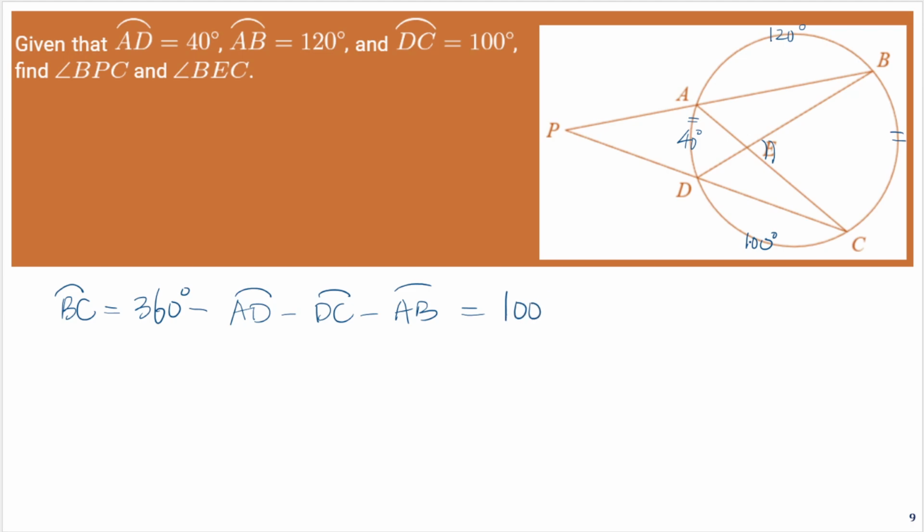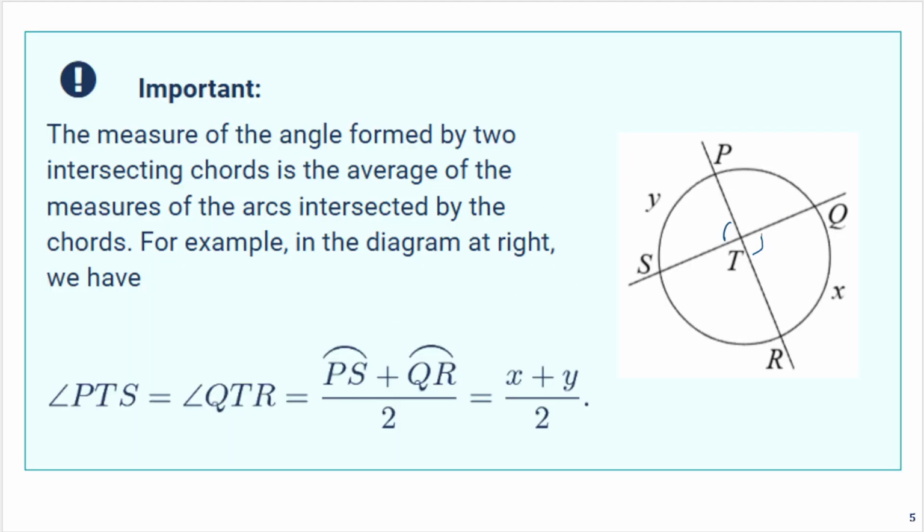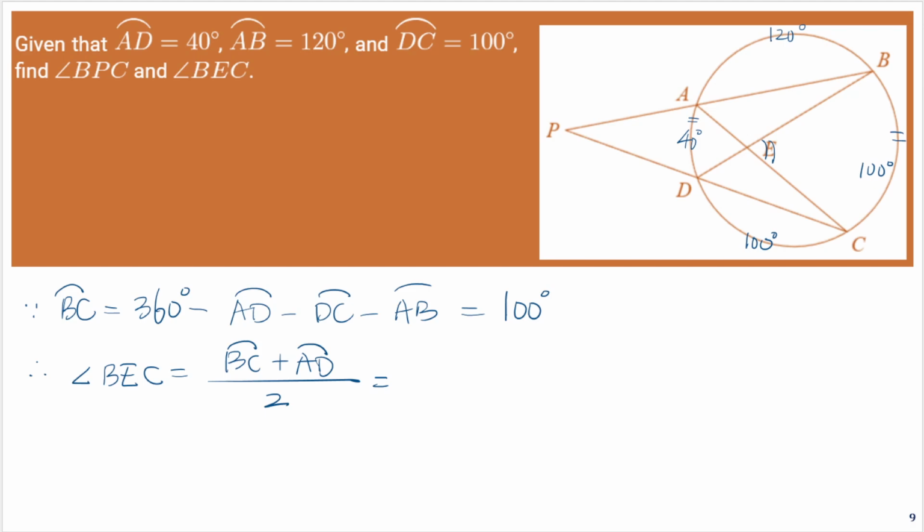And this gives us 100 degrees here. Therefore, we have, first of all, angle BEC equals (arc BC plus arc AD) over 2, right? Remember this? In that property here. So that gives us 70 degrees. And then angle BPC equals the difference between these two arcs over 2, right? And that gives us 30 degrees. You get it? It's a very straightforward question, right?